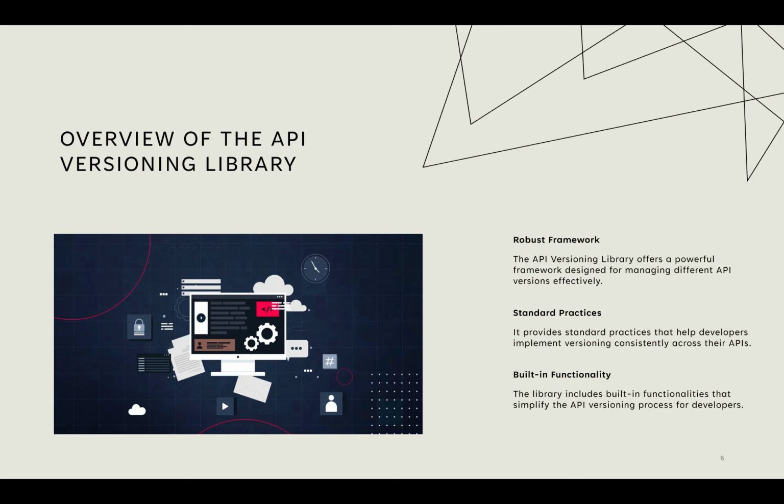The API versioning library for ASP.NET Core provides a robust framework for managing API versions. It simplifies the process of versioning APIs by offering standard practices and built-in functionalities.